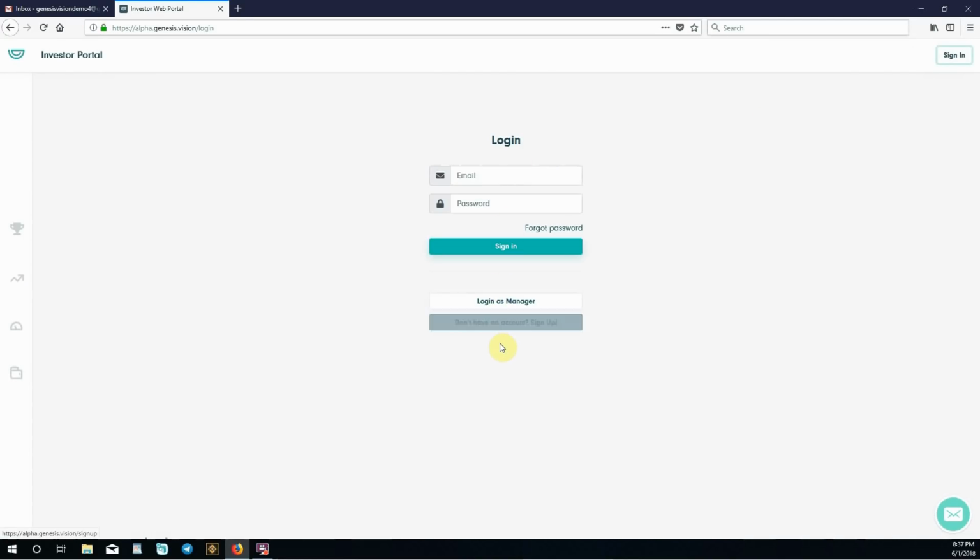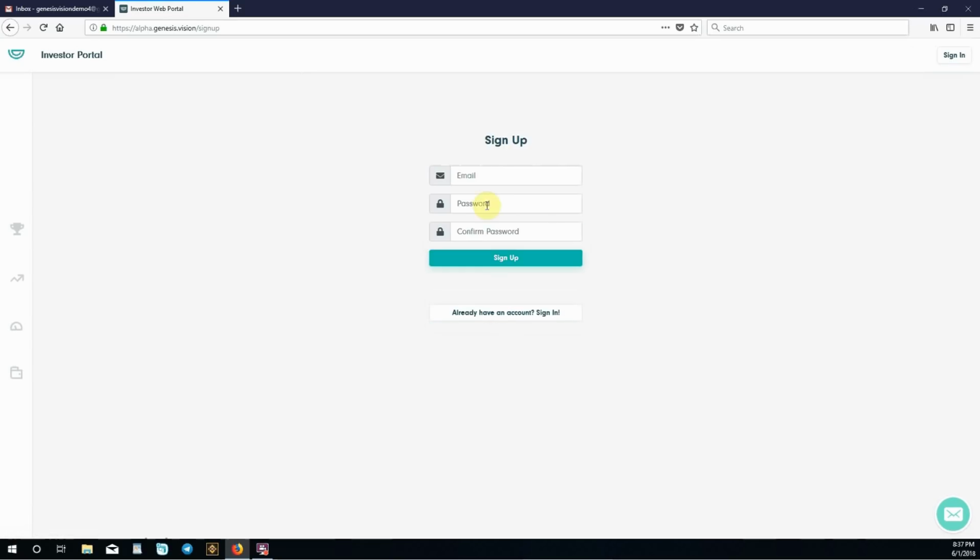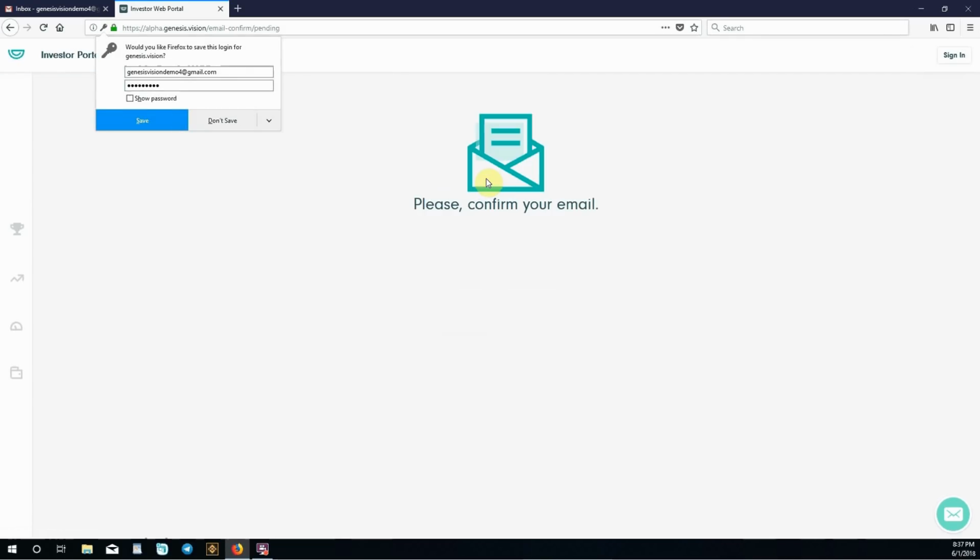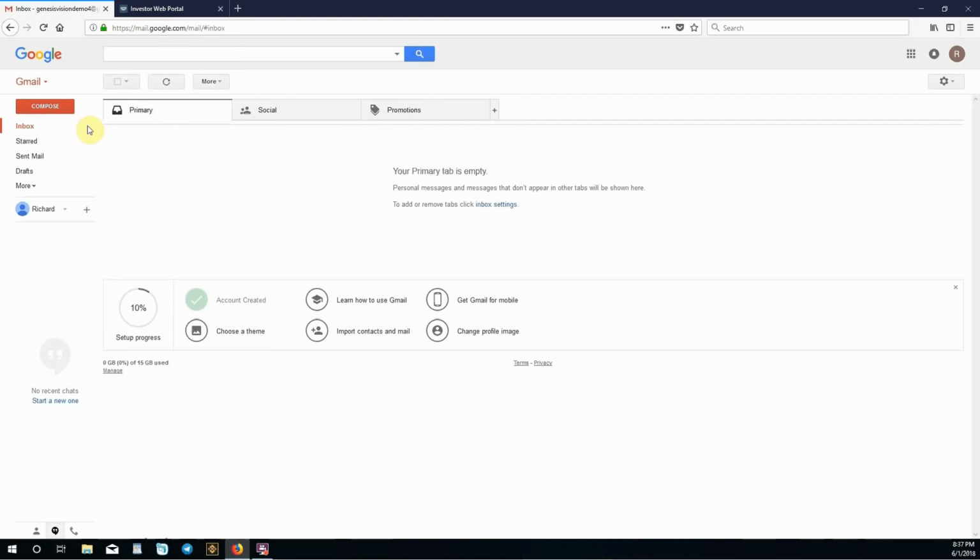And we do not have an account yet, so we will have to find the button at the bottom that says don't have an account, sign up. We will enter our email as well as a unique password. Click the sign up button or press enter. It will send you an email to be verified.